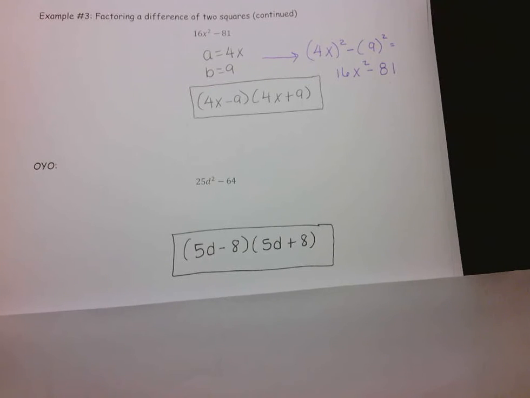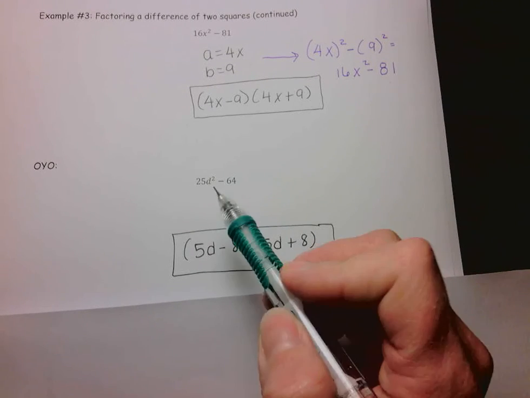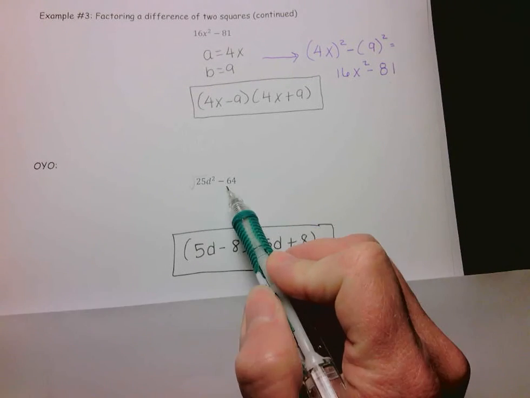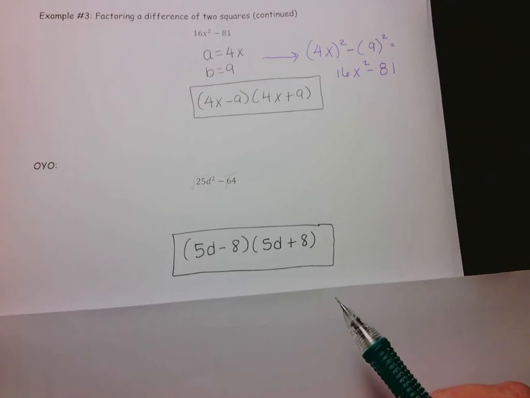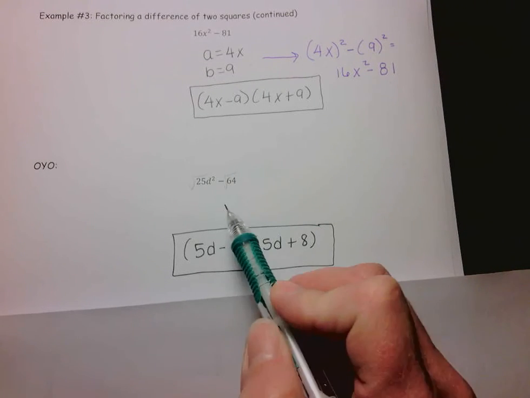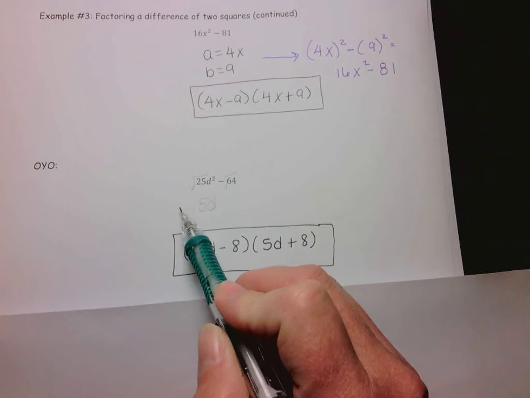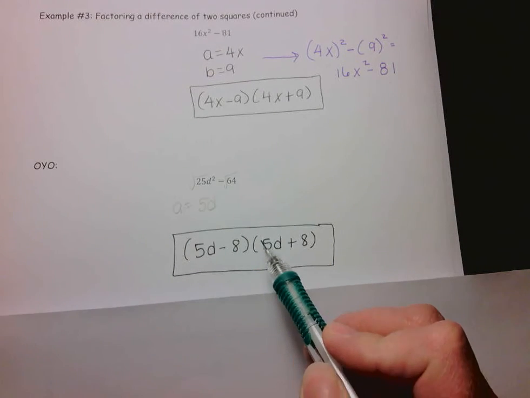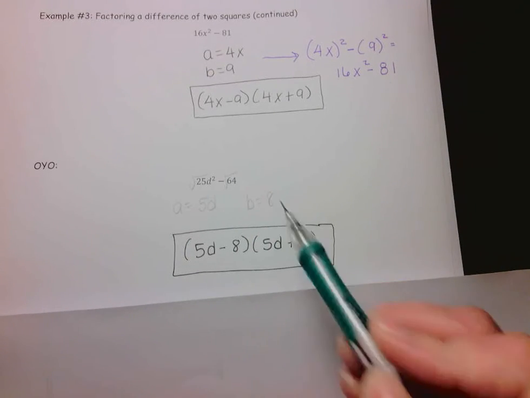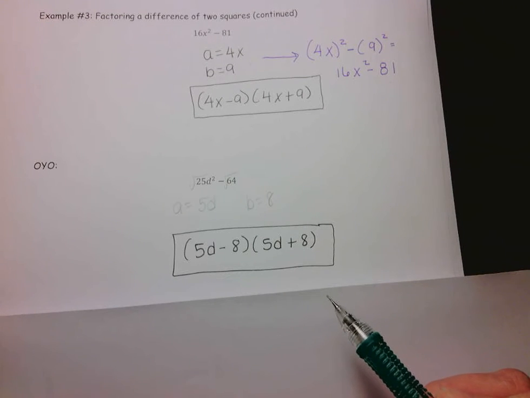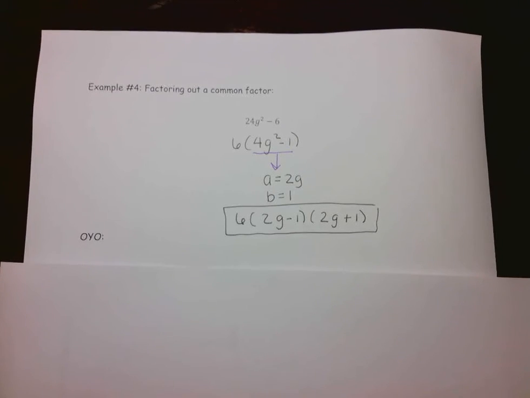And here's the answer. Because you can think of it this way, well, what's the square root of this and what's the square root of that? The square root of 25d squared is going to be 5d. So A is 5d. And then B is going to be 8 because the square root of 64 is 8. And finally, example number 4.